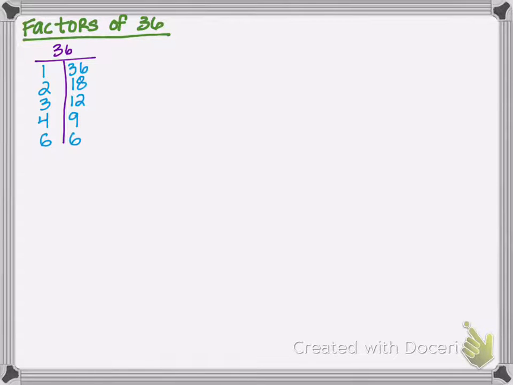6 would come next, and its partner would be 6. After 6, I could try 7, but 7 is not a factor of 36. I could try 8. 8 is not a factor of 36. 9 would come next, but since I've already accounted for the number 9, it means that I'm done. I've exhausted all possibilities and I've found every factor of 36. So that table is all my factors of 36.